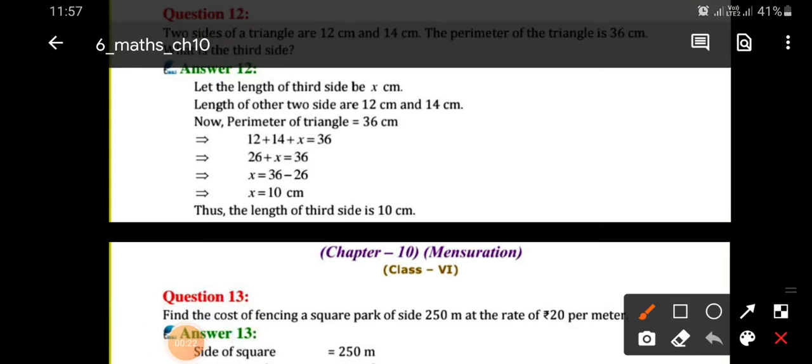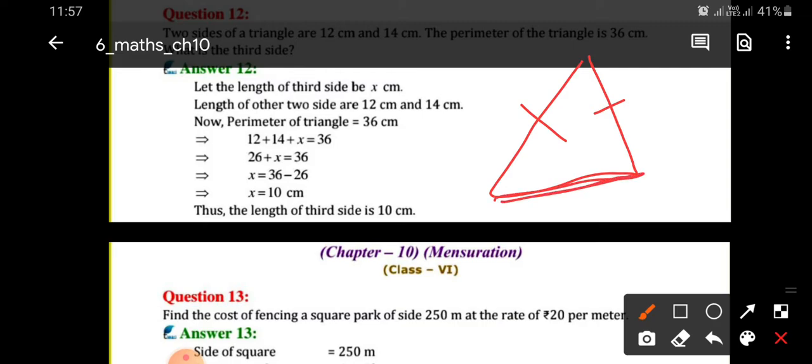Now, here a triangle is there. Two sides of this triangle are given. The third one we have to find out. And the perimeter is also given. What is the perimeter? 36 centimeter.